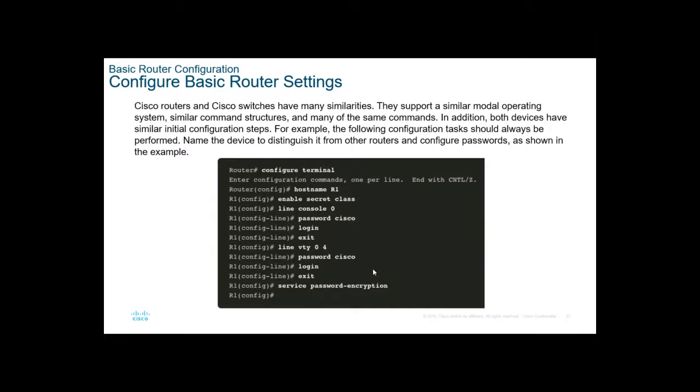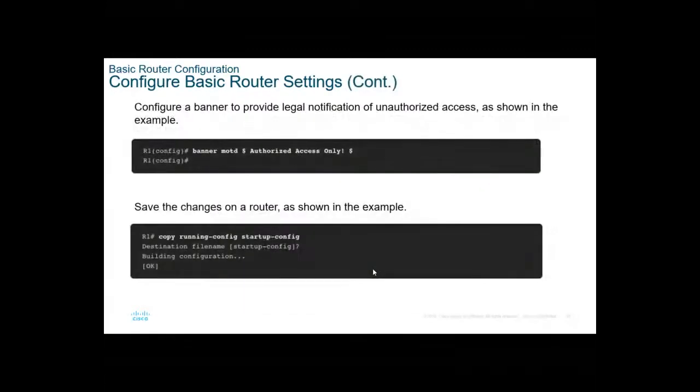So if we're using a router, we're going to do the same thing. We're going to go to configure terminal. We're going to give it a host name. We're going to put in enable secret class. We're going to put in passwords. We're going to do service password encryption there, so the passwords are hidden on the screen. Someone can't look over my shoulder and see the settings.